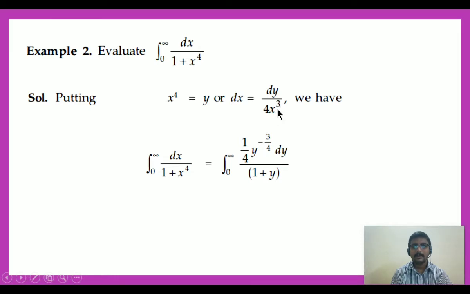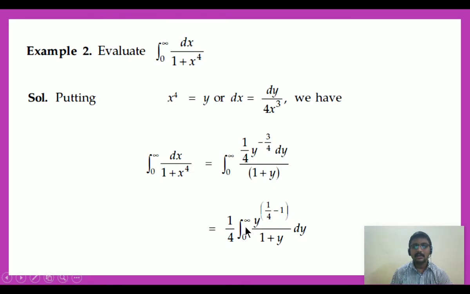That is y power 3 by 4. If it comes to the numerator, then it will be y power minus 3 by 4, by 1 plus x power 4. But what is x power 4 here? y. So clearly here, the independent variable x is transformed to y. The total integrand function is now in terms of y. 1 by 4, just take it out. Integral 0 to infinity. Now negative 3 by 4 can be written as 1 by 4 minus 1.